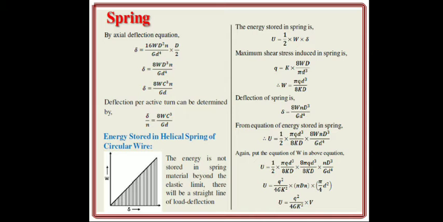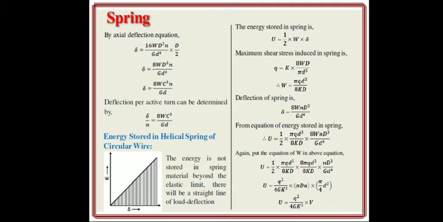Now what is the maximum shear stress induced in the spring? Tau is equal to K into 8 into W D divided by pi d cube, where W is equal to pi tau d cube divided by 8 K D. So what is the deflection of the spring? Delta is equal to 8 into W D cube N by G d raised to 4, from the earlier equation. So from the equation of energy stored in the spring, we can put that W value in that particular equation. So you will get U is equal to 1 by 2, pi tau d cube divided by 8 K D into 8 W D cube N by G d raised to 4.